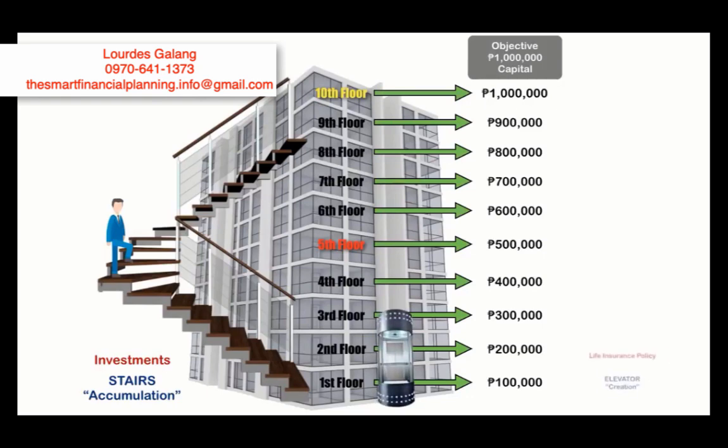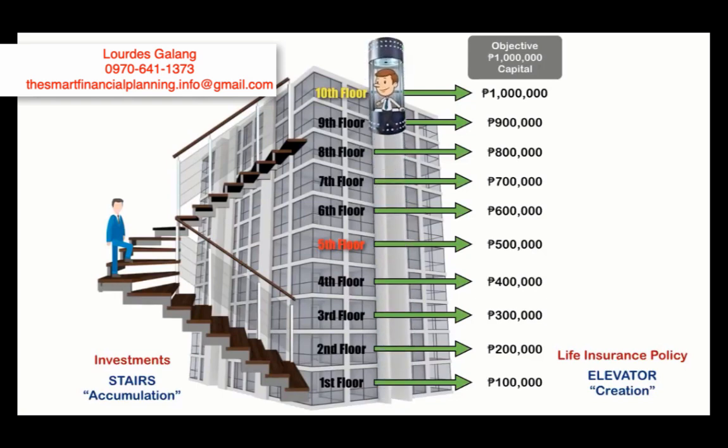Or, you could also use the elevator, which would represent the life insurance policy. And this represents creation of capital. So, let's say, for example, you use the elevator, okay, which represents the life insurance policy. Now, if you click 10th floor sa elevator, whatever happens, di ba? Yung elevator, aakyat at aakyat yan sa 10th floor. Kahit na sa 5th floor, magkaroon ka ng heart attack, since napindot mo na yung 10th floor, okay, automatic, yung elevator, dadalhin ka niyan dun sa objective capital mo na 1 million.